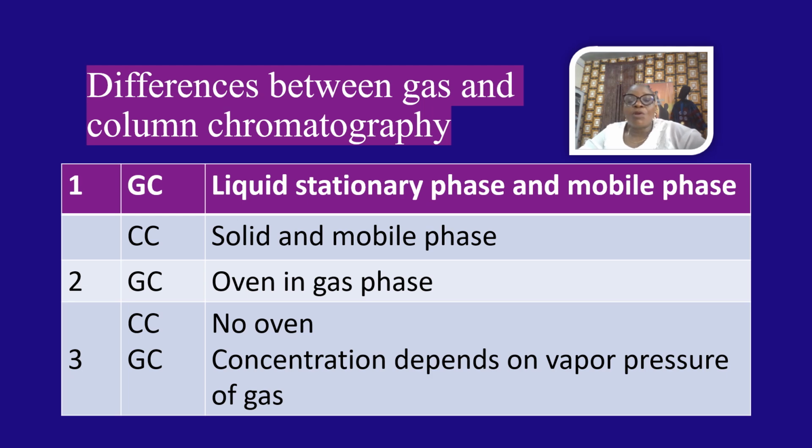Secondly, the column through which the gas phase passes is located in an oven where the temperature of the gas can be controlled, whereas in column chromatography, it has no such temperature control. Finally, the concentration of a compound in the gas phase is solely a function of the vapor pressure of the gas.